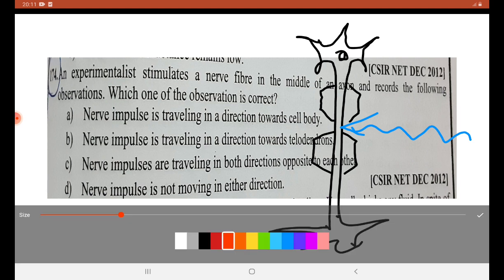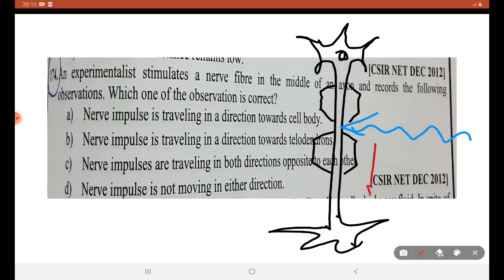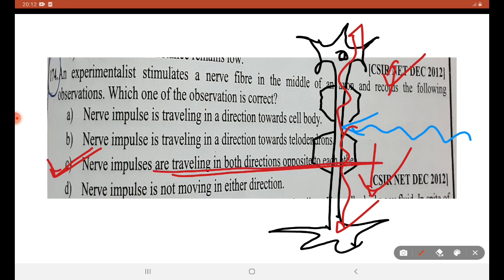So where will the action potential be generated? It will be generated in this direction or this direction. It will be generated in both the directions. It will be generated here. It will also be generated here. Nerve impulses are traveling in both directions, opposite to each other. This is the correct answer.